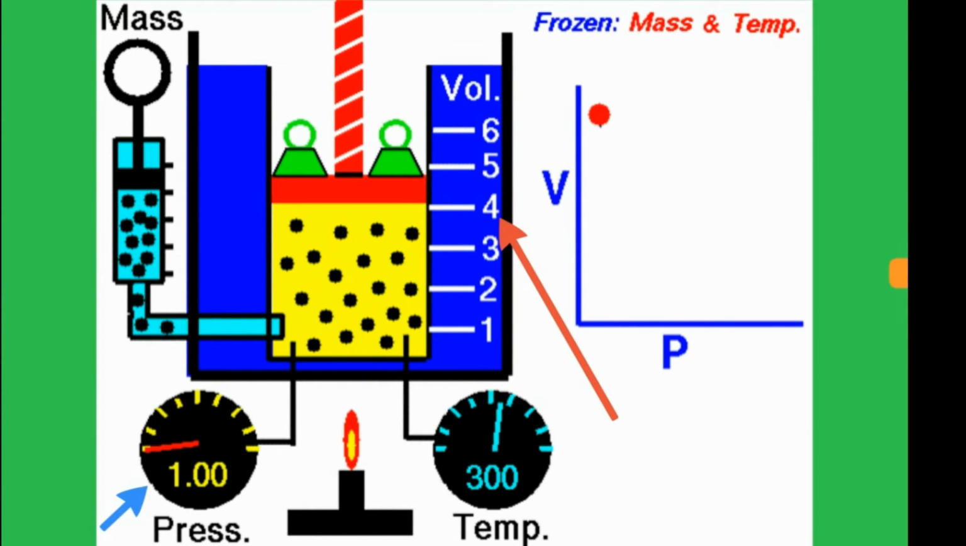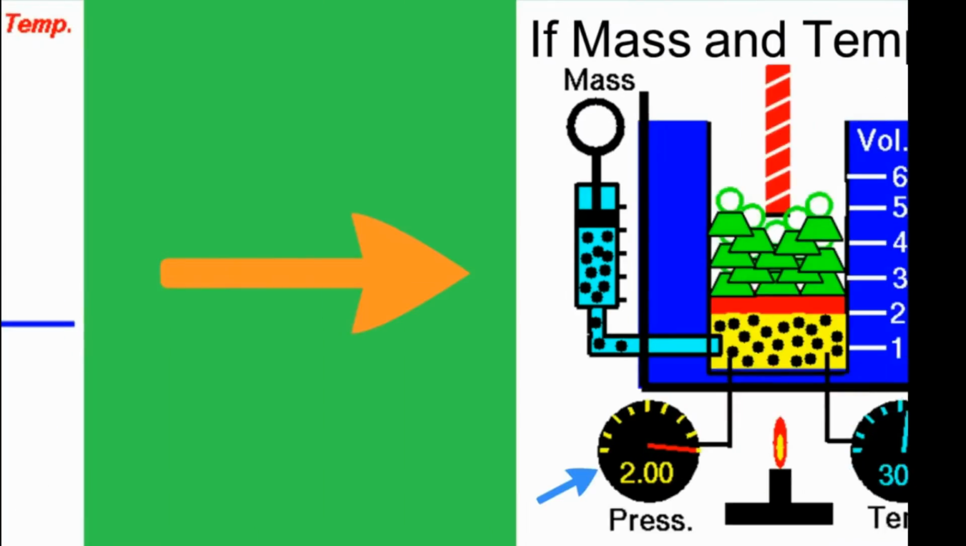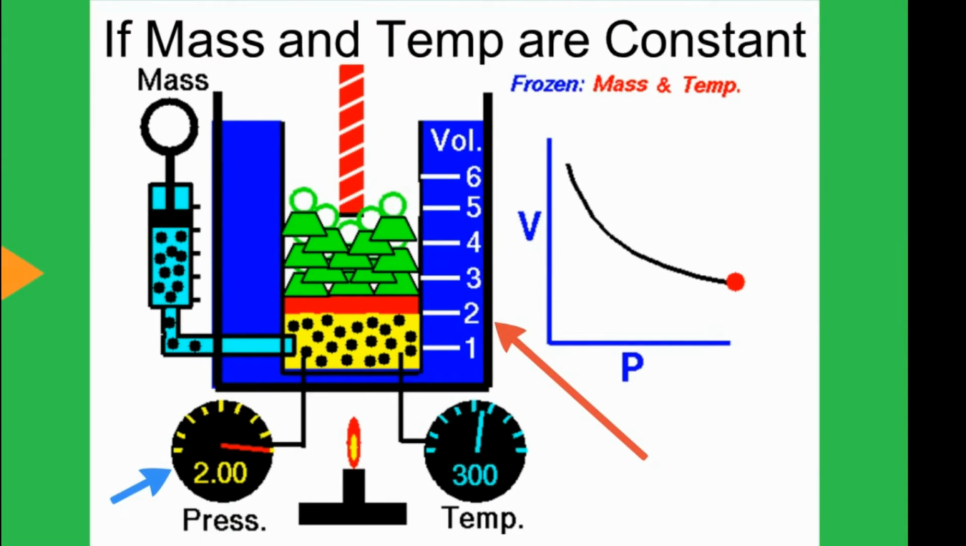All right. Let's look at our volume. Where's it at? It's up here. Now where's it at? Down there. So it was 4 and now it's 2. Did it go up or go down? Down. So what happened to pressure? It increased. What happened to volume? It decreased. Is that an inverse or direct? Inverse. There you go. That's why it makes the curve that you see there.